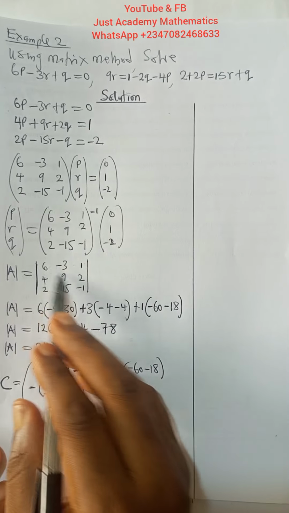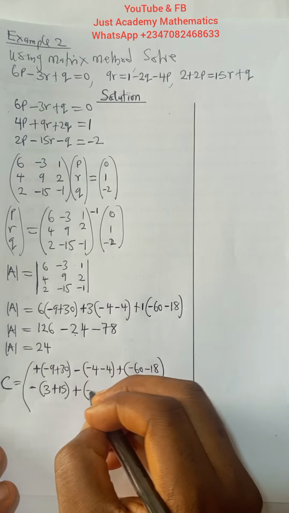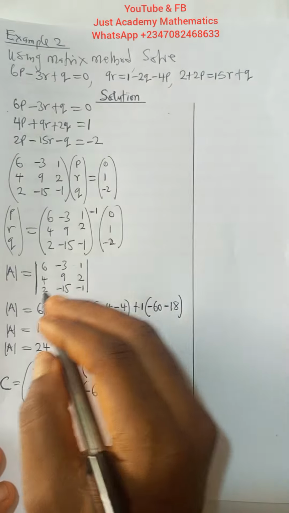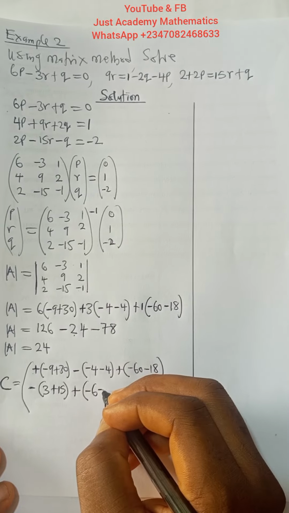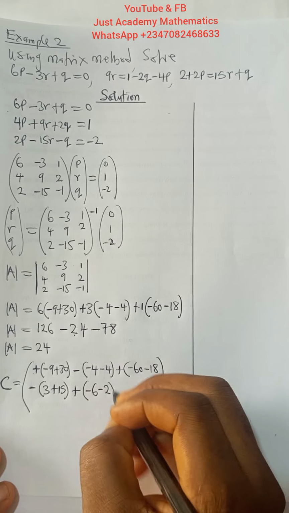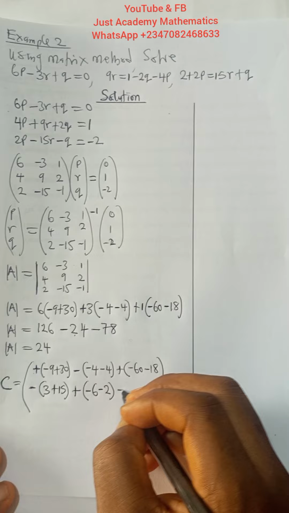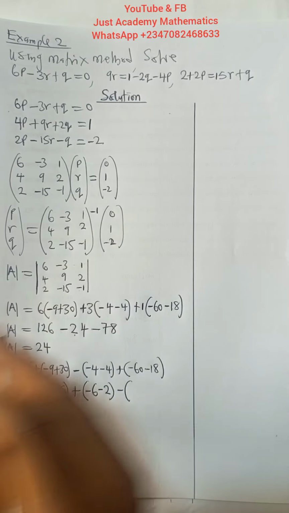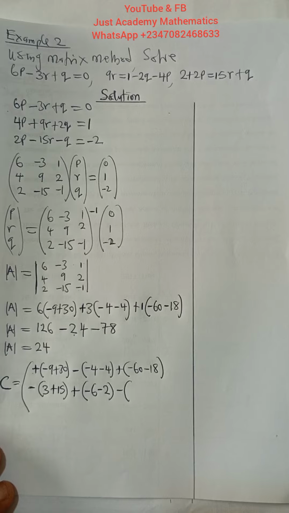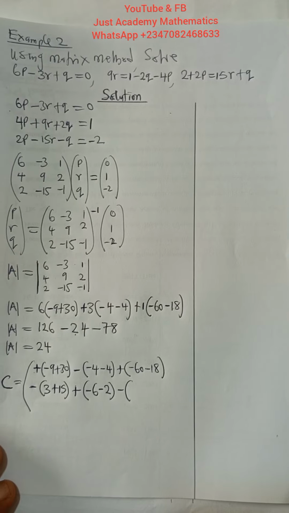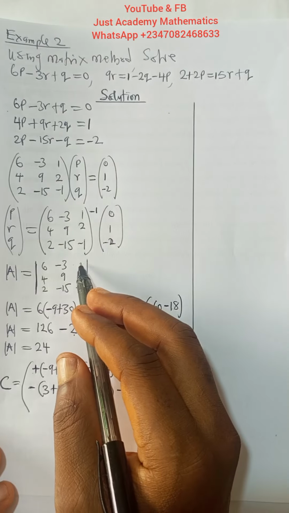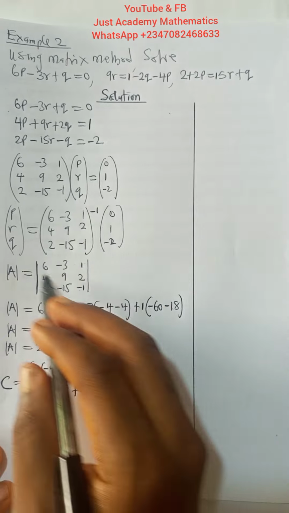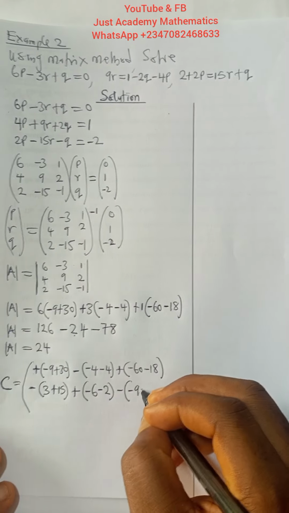6 times minus 1 is minus 6. And 1 times 2. Minus 1 times 2, that is 2. Then we have minus, we are here. 6 times what? 6 times 15 will give us 90. We are here, so it will give us minus 90.